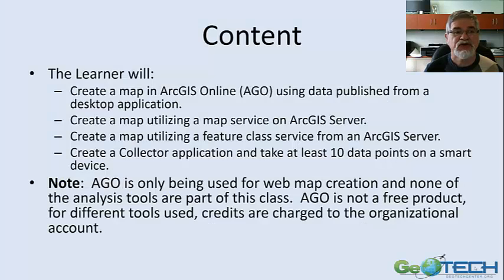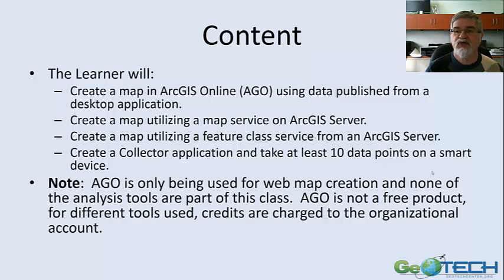So in this module, you'll see that we have 4 major objectives that you're going to try to achieve. You're going to create a map in ArcGIS Online using data that you built off of your desktop machine, and you're going to move that data onto the online map. We'll refer to ArcGIS Online as AGO.